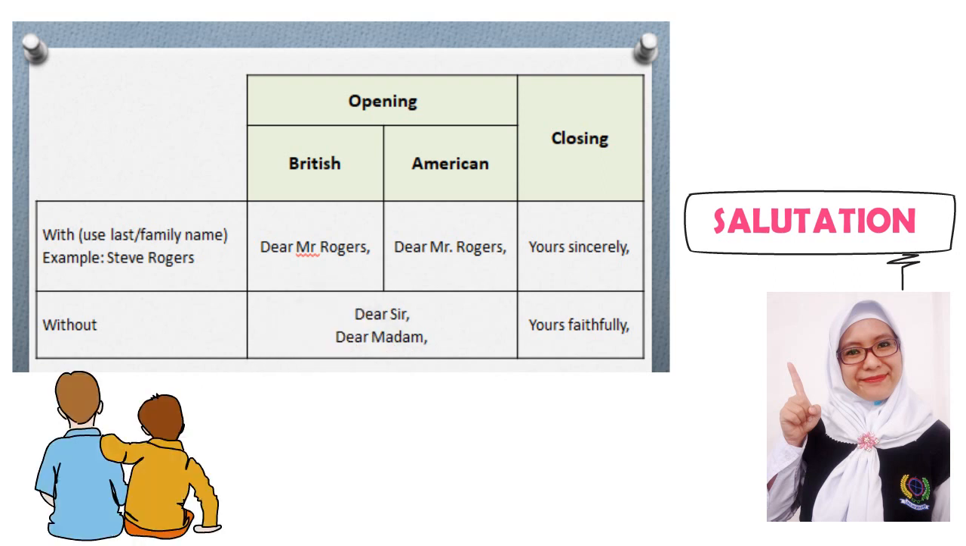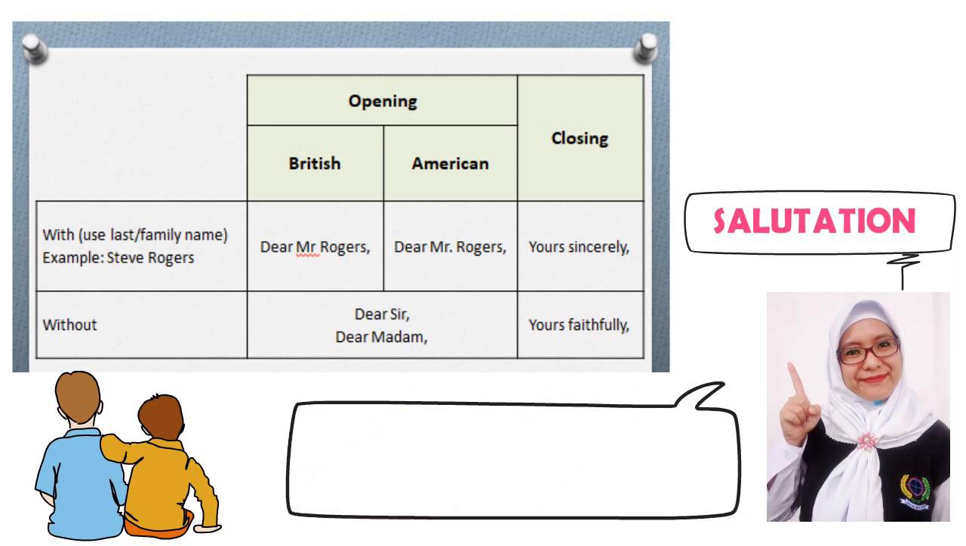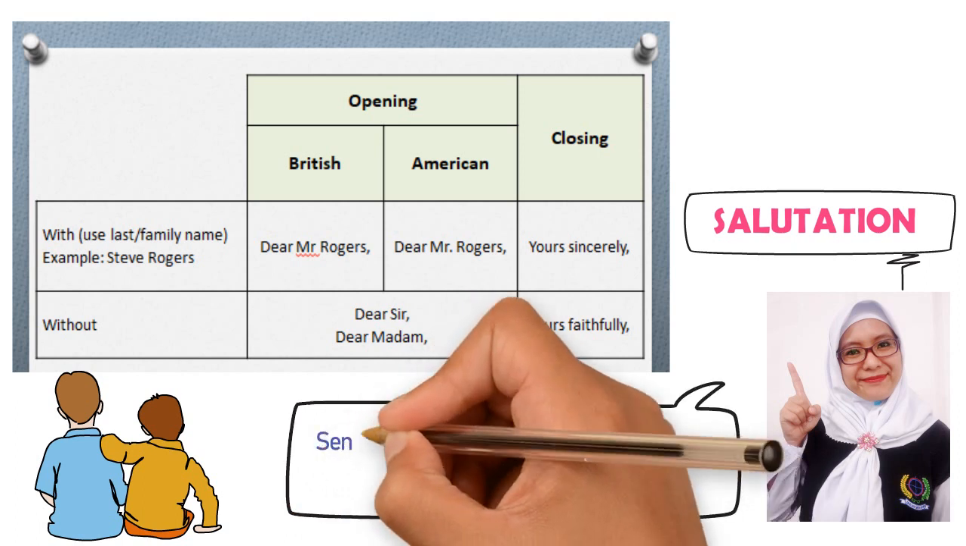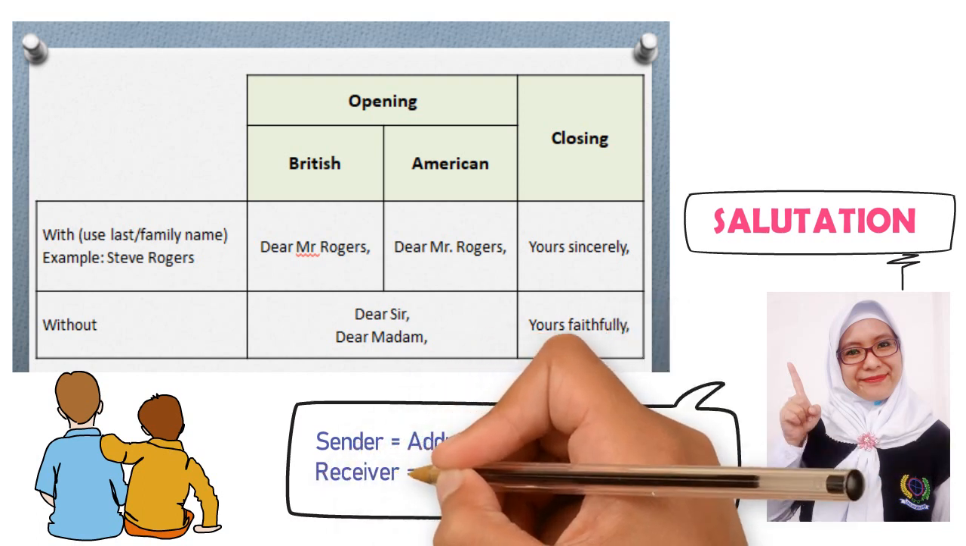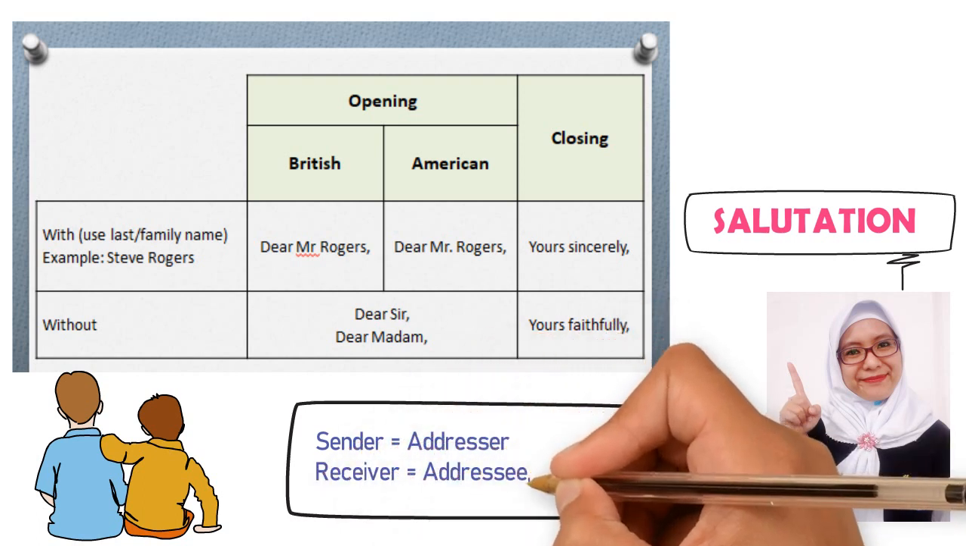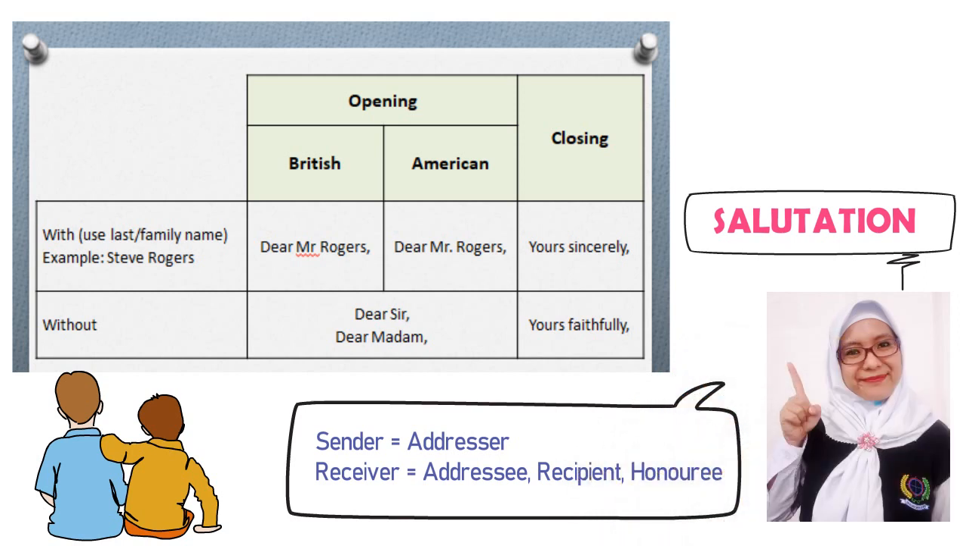Oh, before you move on, I'd like to highlight several vocabularies that I have used just now. The other word for sender is addresser. The other words for receiver are addressee, recipient, and honoree. Please don't forget to take notes what we have discussed so far, yeah?